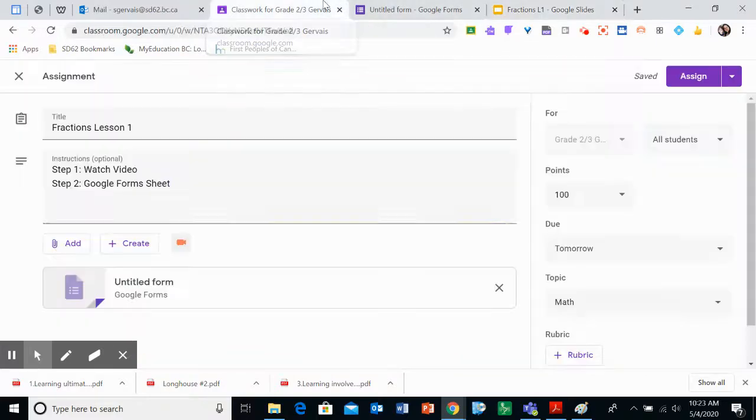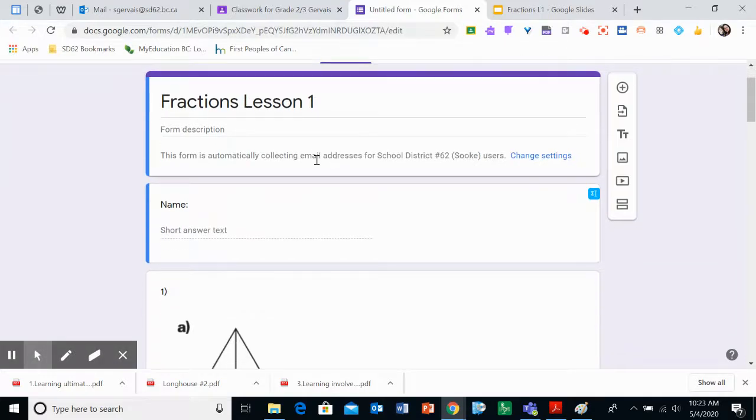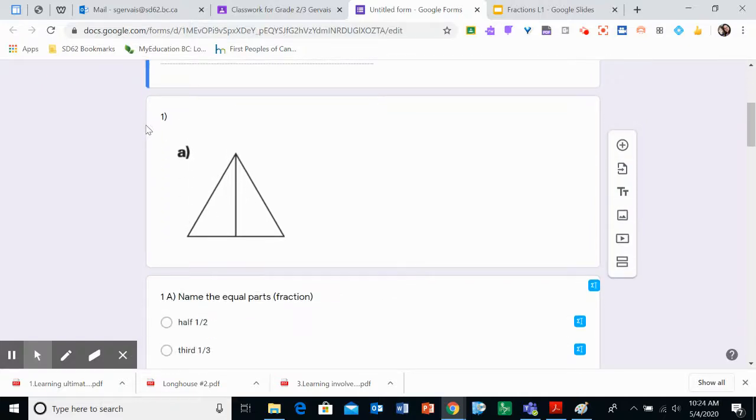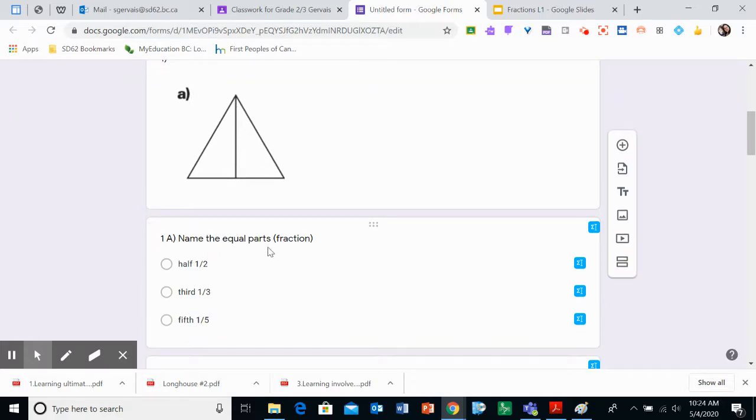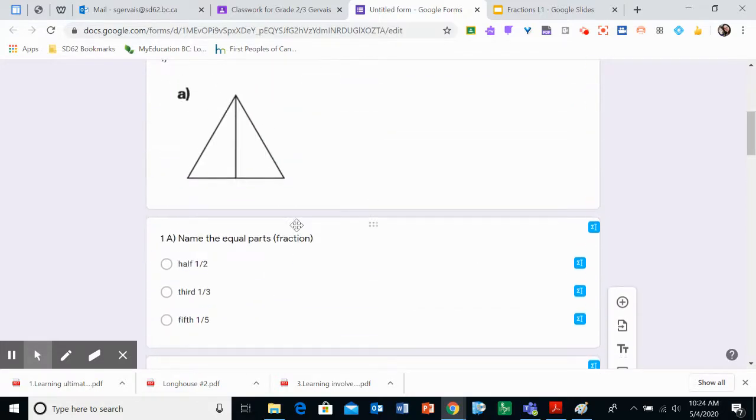All right, so now practice time. So when you go here and you click on the activity, this is what it's going to look like. Fractions, lesson 1. So don't forget to put your name. And you get this for number 1A. And look at this, you have a triangle and it's broken into parts. Name the equal parts. So is this a half? Halves? Is it third or fifths? There's an extra on there.